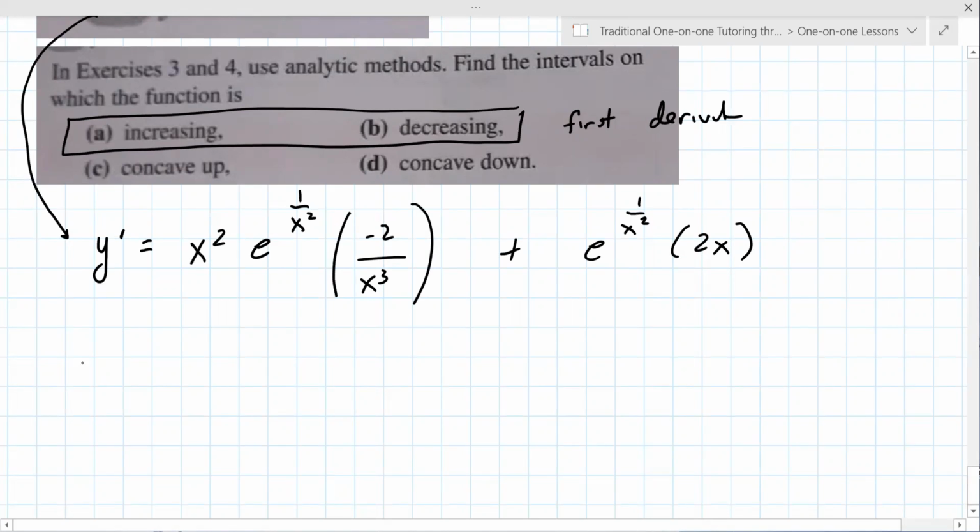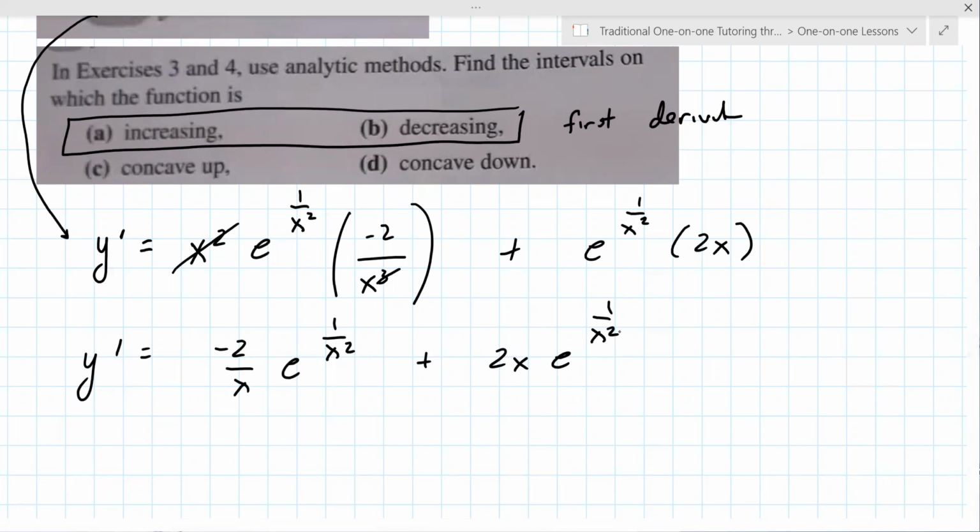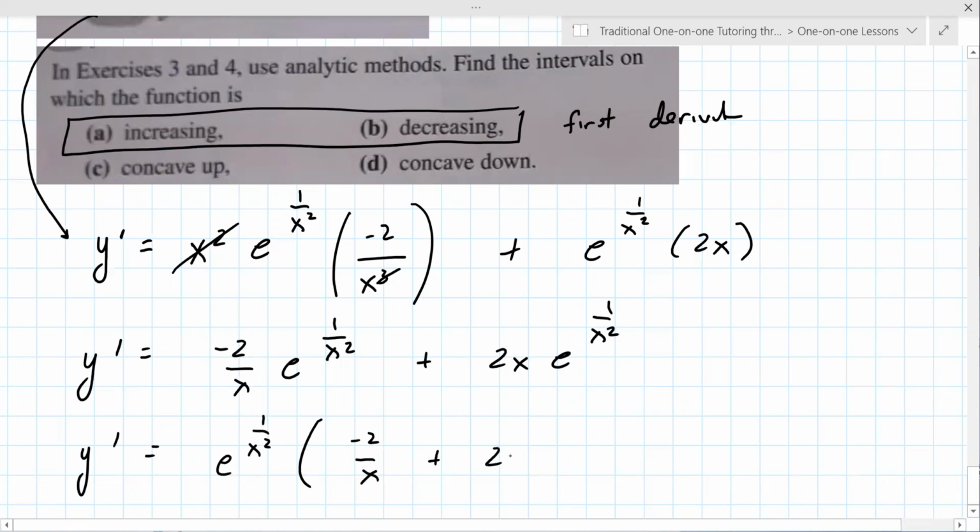We're going to do a little simplifying here. Y prime, this x squared cancels with all of those. So you have minus 2 over x e to the 1 over x squared plus 2x e to the 1 over x squared. Okay. All right. So now you want to factor out what is common to both. Without getting too complicated, let's just factor out the 1 over x squared, e to the 1 over x squared. So you have minus 2 over x plus 2x, like that. And you're setting this all equal to 0, by the way. That's the whole point of this.